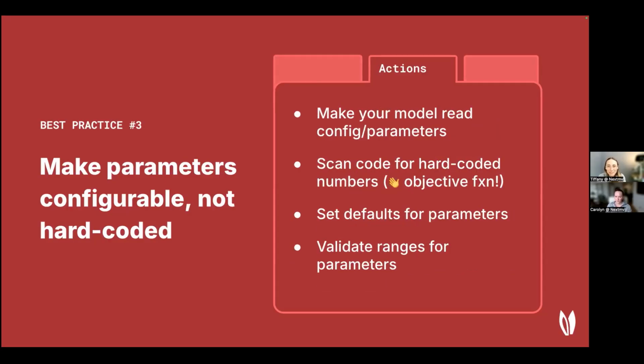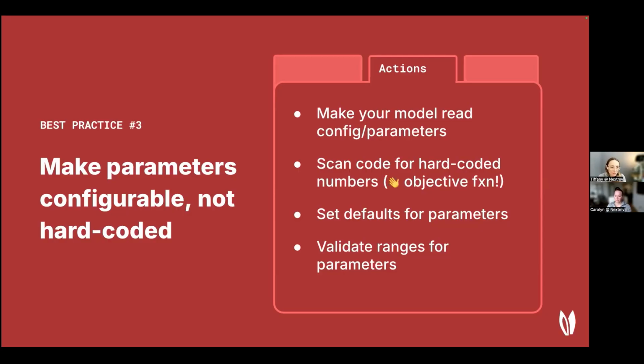Yeah. So the first thing is to make your model read configuration or parameters from the environment or command line. This makes it possible to test different scenarios without waiting for the modeler to go in and change the model because they're all embedded. And along that same line, one of the ways to do this is to scan your code for hard-coded numbers. Look for these magic numbers in your code, especially in your objective function coefficients. So like if cost per mile is 1.5 and it's in your code as 1.5, expose it as a parameter so that you or others can tweak it down the line.